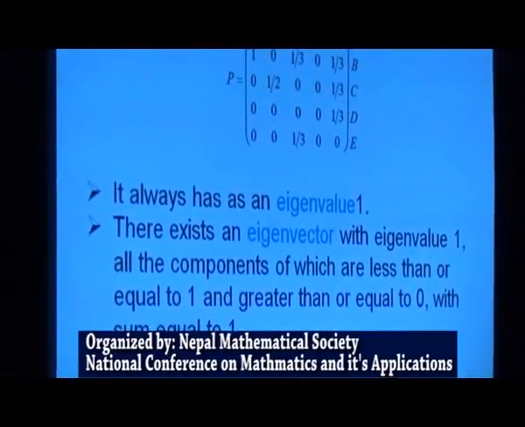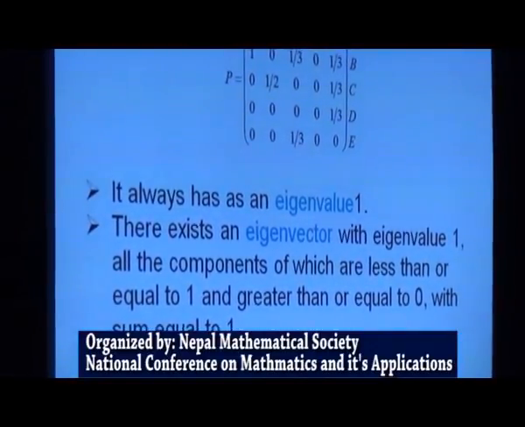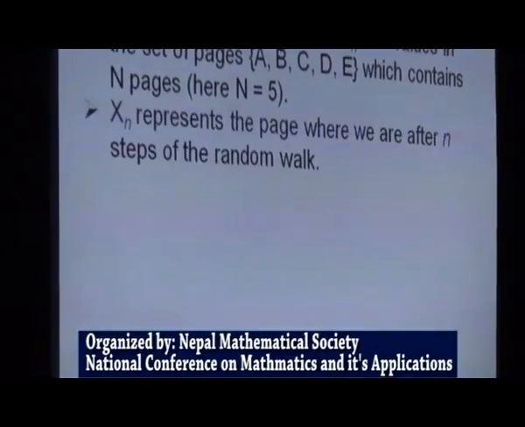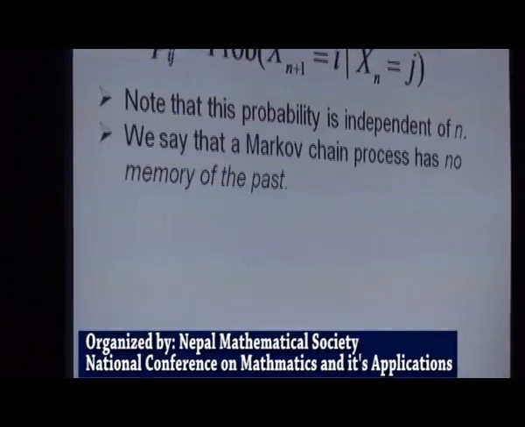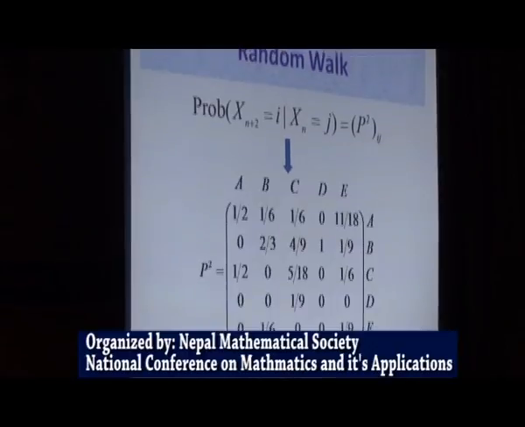And there is an eigenvector with eigenvalue 1, all components less than or equal to 1, because it is a probability matrix. So probability matrix, I will not go through that. This I will skip here. This is not part over here.